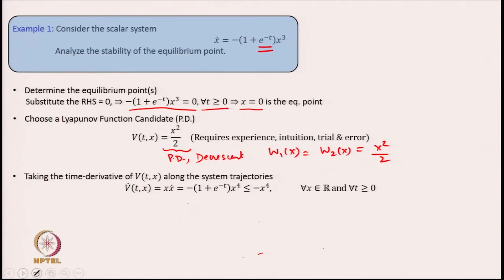Next, just one more thing. So, this function is also radially unbounded. So, it is radially unbounded, positive definite and decrescent.